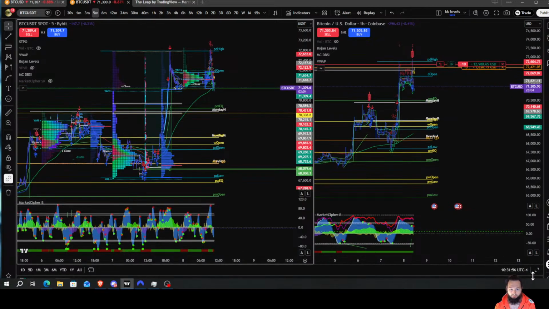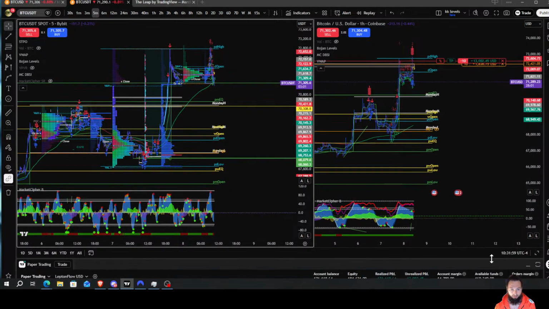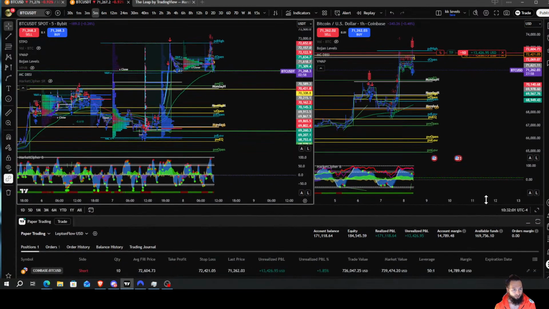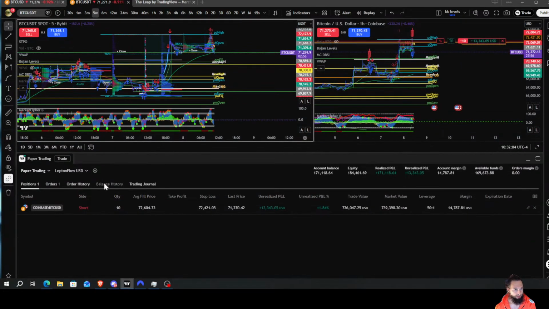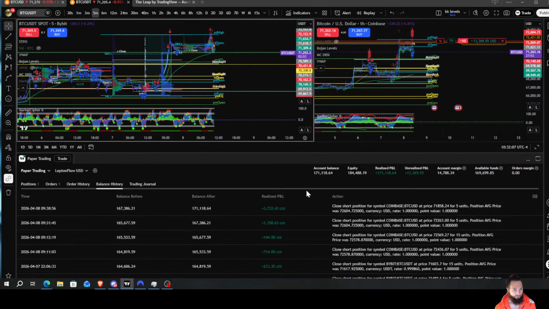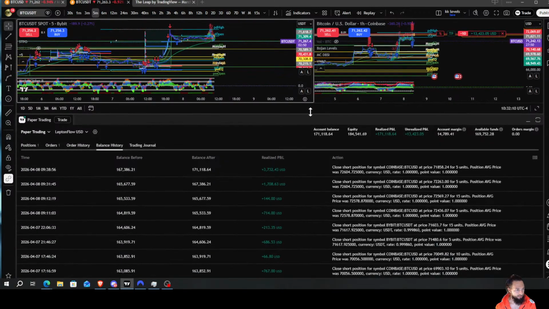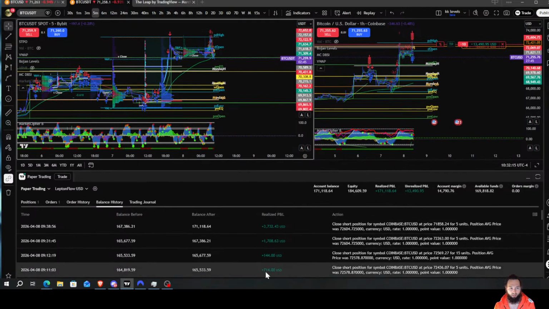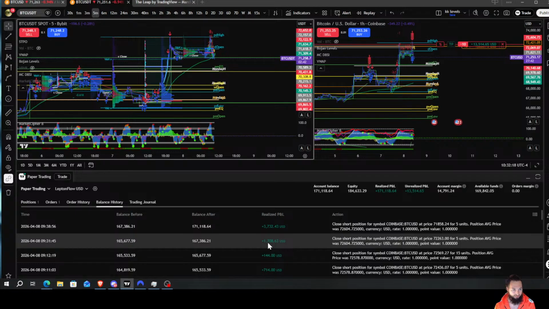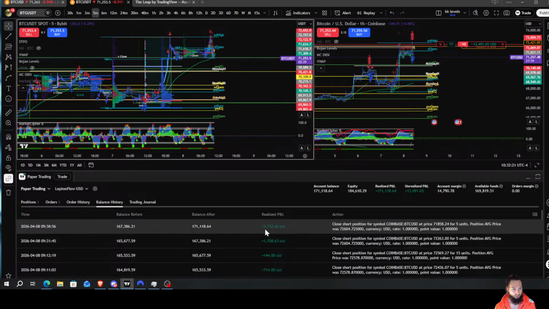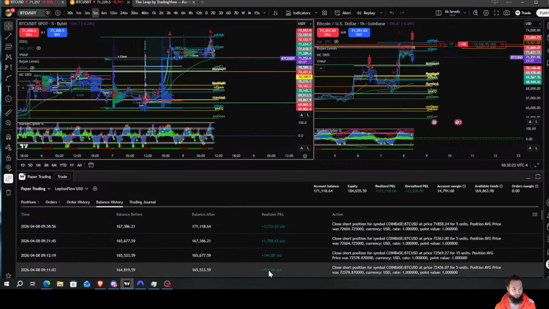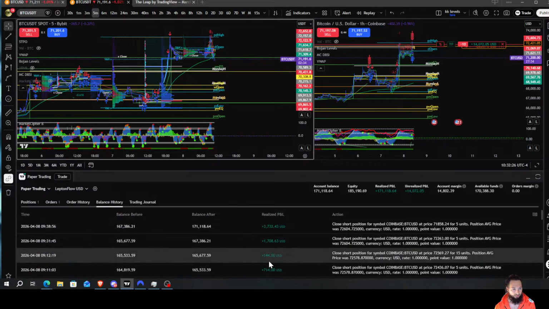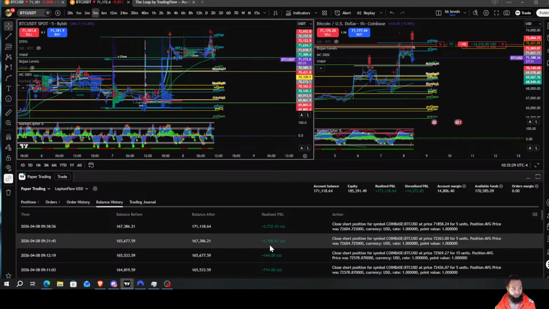Let me just show y'all. This is my paper trading account, just to be honest with you. So I'll go ahead and show y'all my balance history on this. Let's see. Y'all could see today's the 8th. Here's the 8th where we start this morning. So far, I've locked in 700, 144, 1700, and 3700. So that's well over $6,000 that I've already made today on this paper trading account.